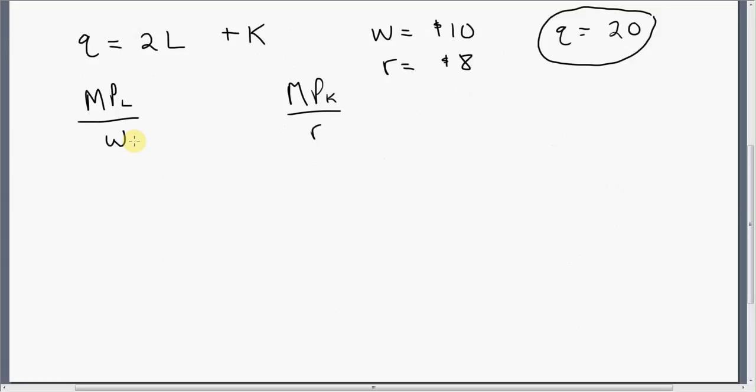It's a bang for the buck measurement. In this case, the marginal product of labor is 2. The wage is 10, so this is 1/5. By spending $1 more on labor, our output goes up by 1/5 of a unit, or 0.2. The marginal product of capital divided by the price of capital, if we do that, the marginal product of capital is 1, which is the coefficient on K, divided by 1/8.